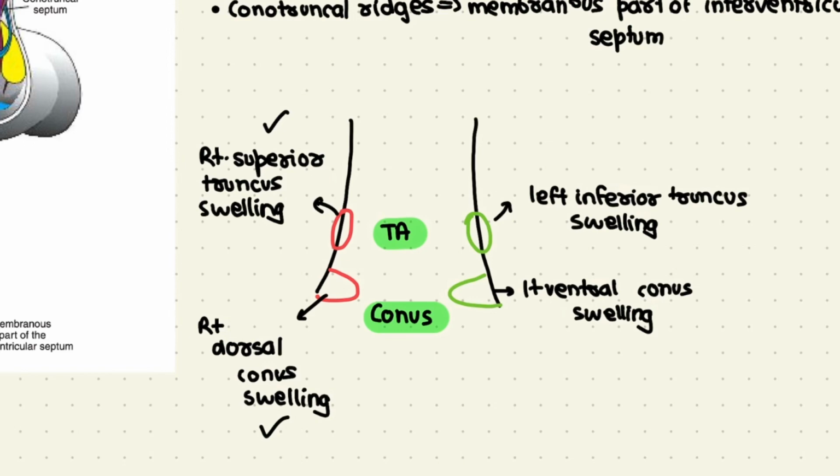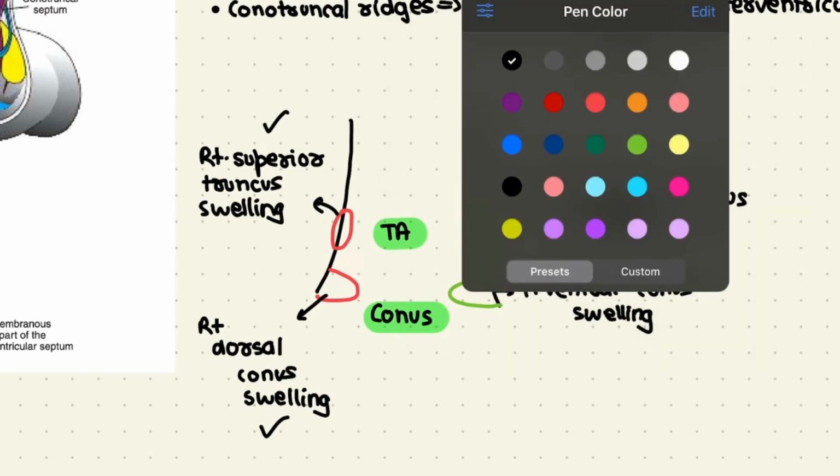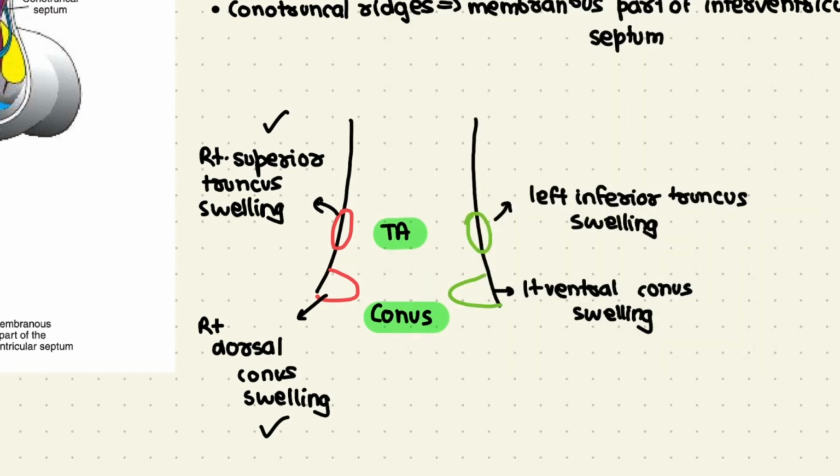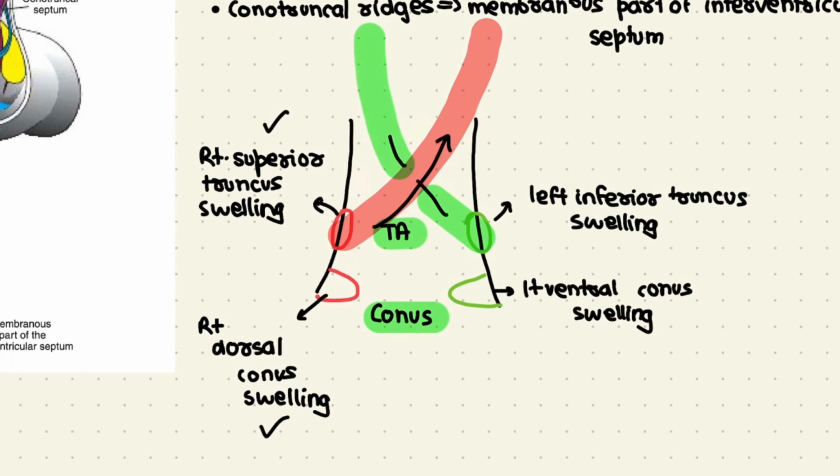Now what happens is, the right superior truncus swelling, which we will represent with red, basically starts growing towards the left like this, and the left inferior truncus swelling will go posterior to this left superior truncus swelling, and it will do the same way. So what we are doing is, they have followed a spiral path. They have wound around each other, right?